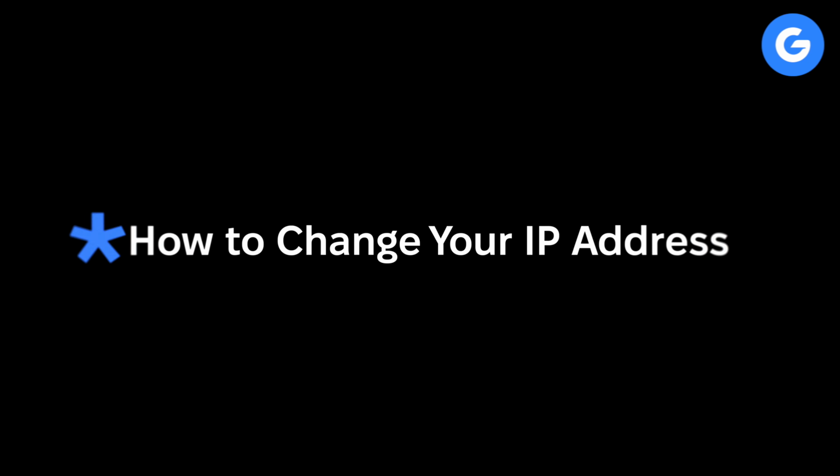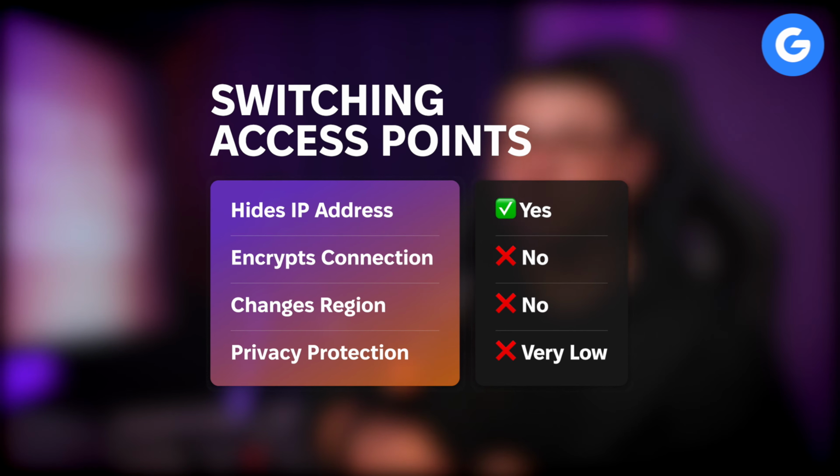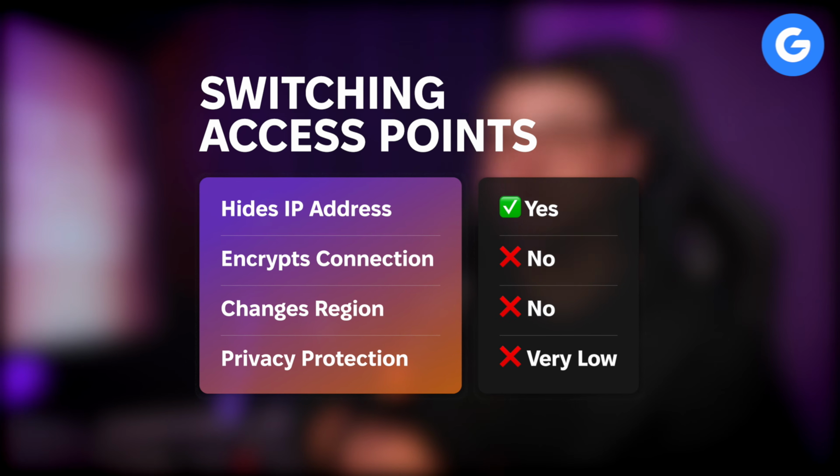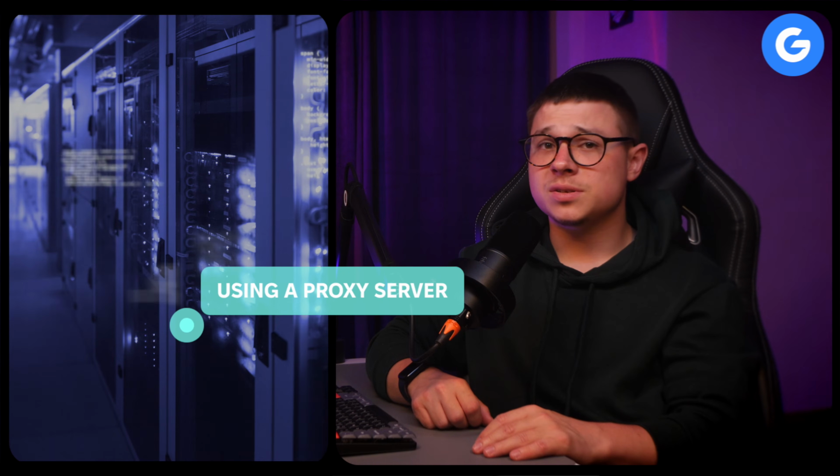How to change your IP address. So how do you change your IP address and location? Here are the top 3 methods, but only one really works. Switching access points. Change your Wi-Fi network. For instance, go to a coffee shop. This assigns a new IP address, but it doesn't encrypt your connection or change the region and offers almost zero privacy.